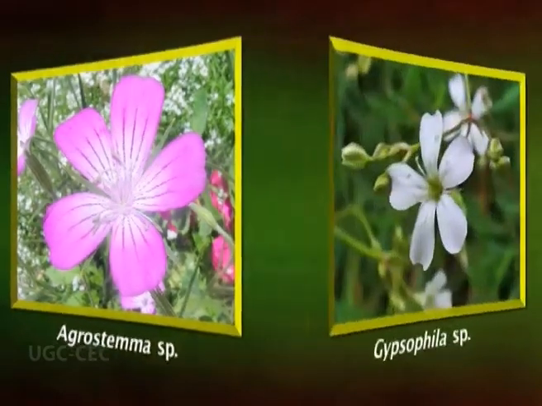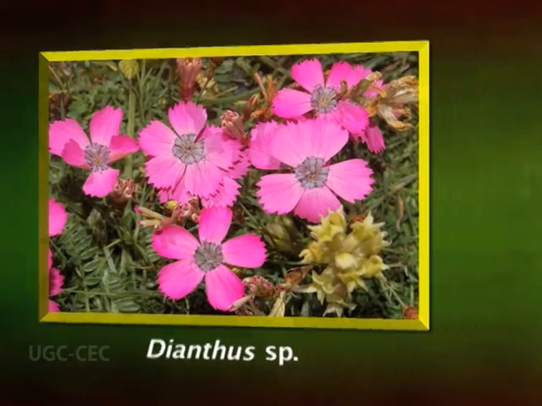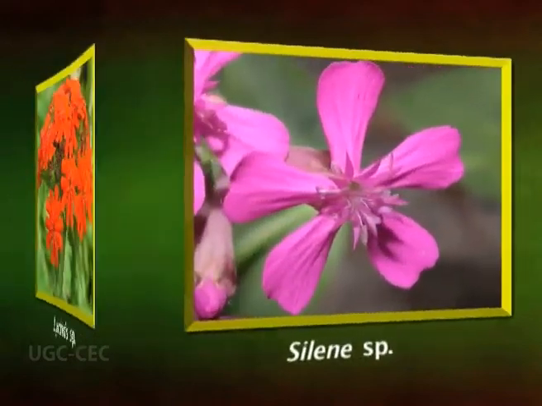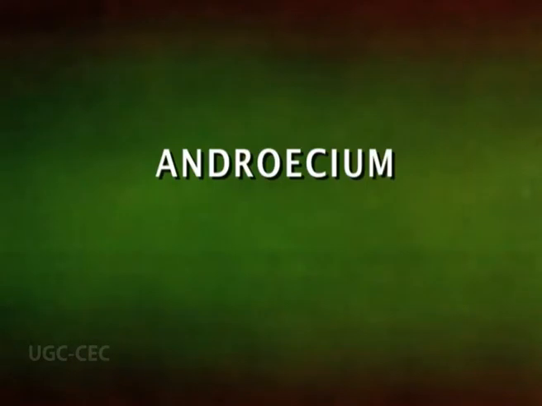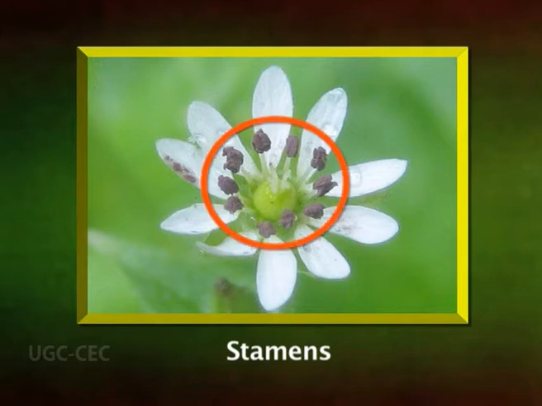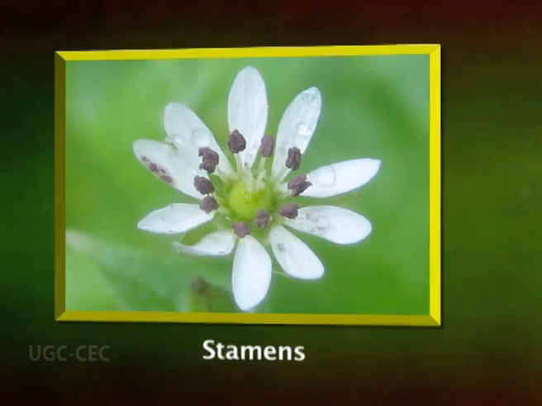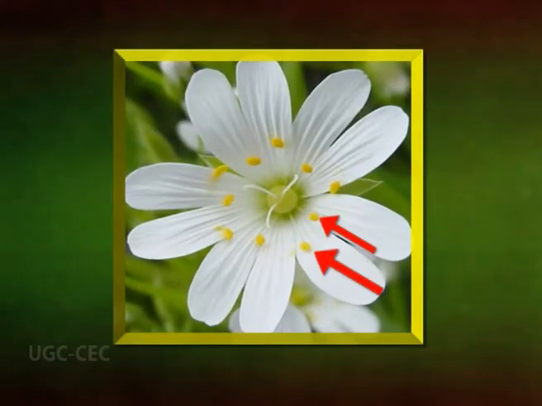The corona is absent in Agrostemma and Gypsophila, but is present in Dianthus, Lychnis and Silene. Androecium consists typically of 5 or 10 stamens, which are uniseriate or biseriate and obdiplostemonous. That is, the outer whorl of stamens are opposite the petals and the inner whorl opposite the sepals. Or they are epipetalous or sometimes episepalous.